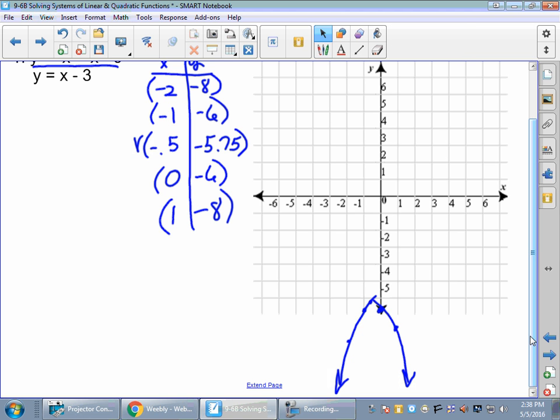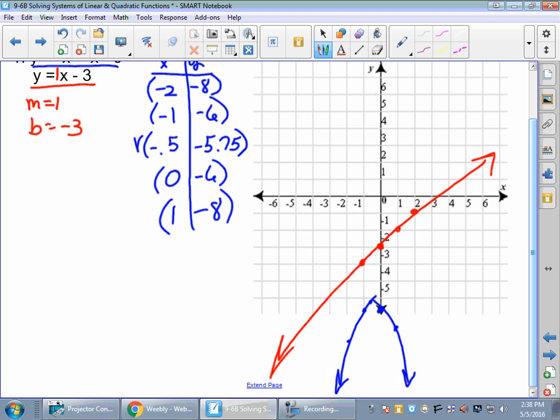There's my parabola. For the graph of my line, y equals x minus 3. That's a 1 out in front. That is your slope. My y-intercept is negative 3. So I'm going to start at (0, -3), which is my y-intercept, and I'm going to count up 1 over 1, up 1 over 1. Or I can go down 1 over 1.